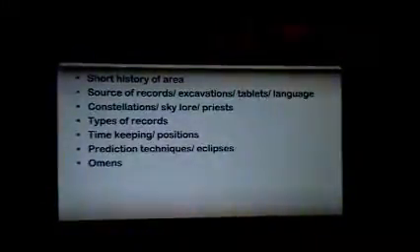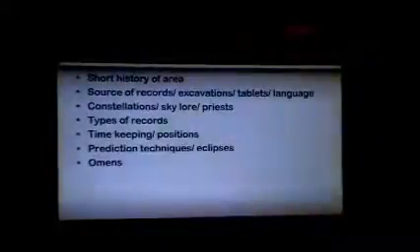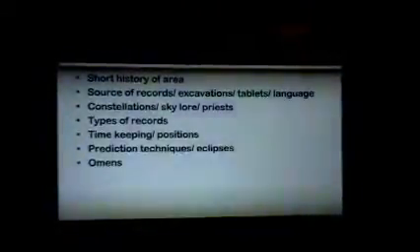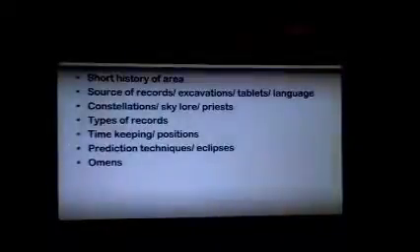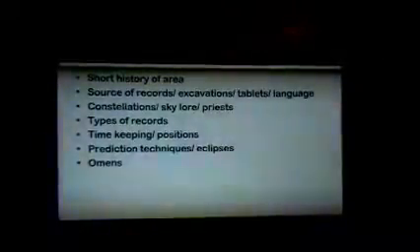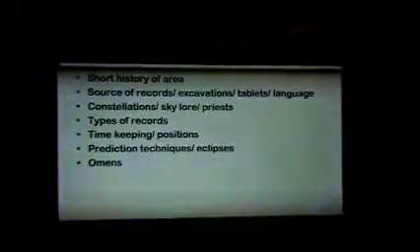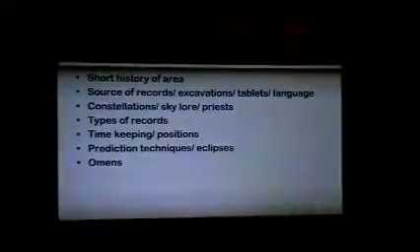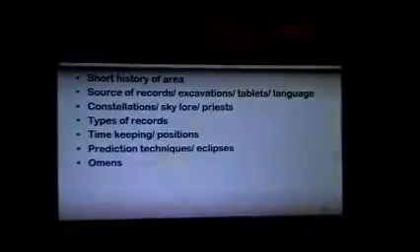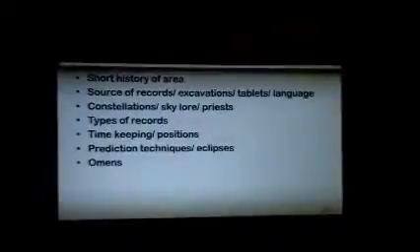We're going to talk a little bit about where the records came from, excavations, the tablets, the languages, types of records, and so on and so forth. And all of this record keeping was driven by two features. One was the need for calendrical reckoning, and more often than not by the recognition that the sky reflected events on Earth, and therefore they were omens as to what would be happening in the future.